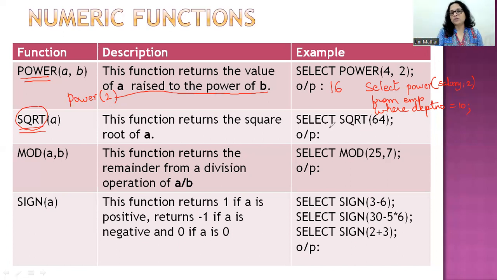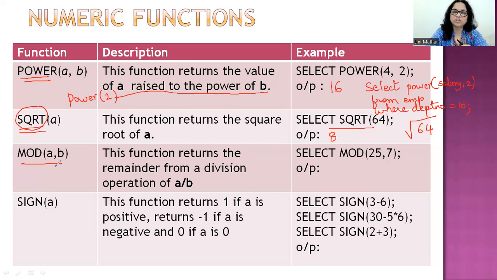So look at the example. I wrote select sqrt of 64 and it's going to give me the answer as 8 because square root of 64. Square root is this symbol that you use in maths, right? So square root of 64 is nothing but 8. So remember, functions are identified by a name and the parenthesis. And within the parenthesis, how many elements you write depends upon how many elements that function needs to perform the task. Okay, let's look at another function.